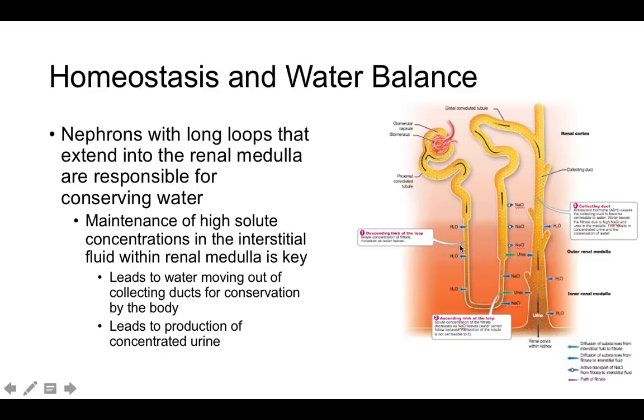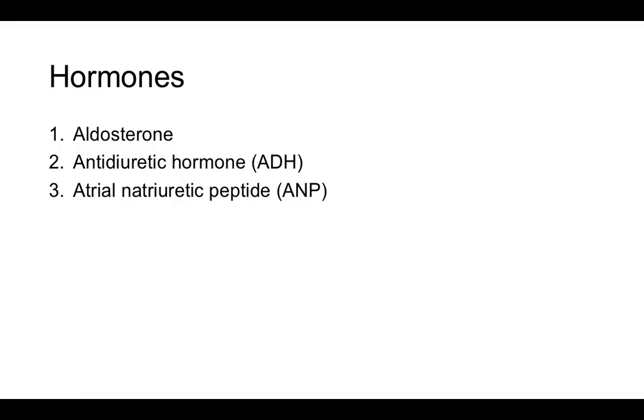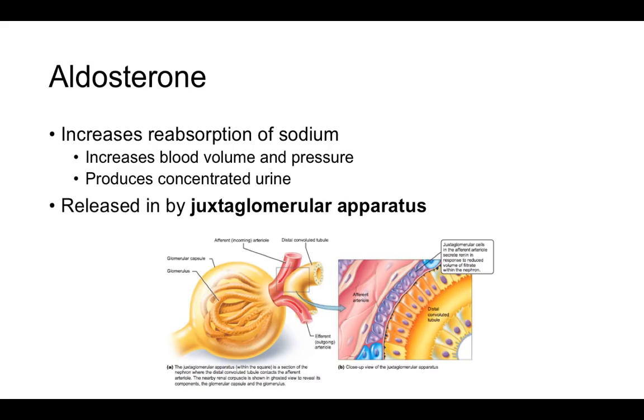So the whole goal of the renal pelvis and the medulla is to maintain a high solute concentration so you can pull water out, so that we can concentrate the urine. And we have 3 hormones that help us to do this. We've talked about ADH, and we've touched on aldosterone. So let's go into some more detail here.